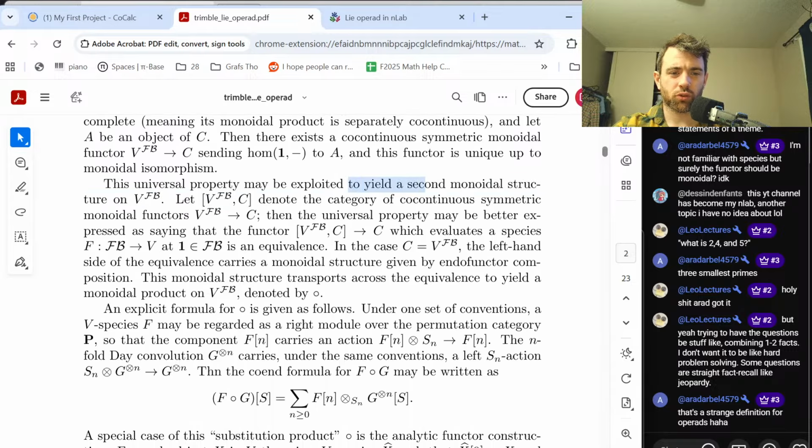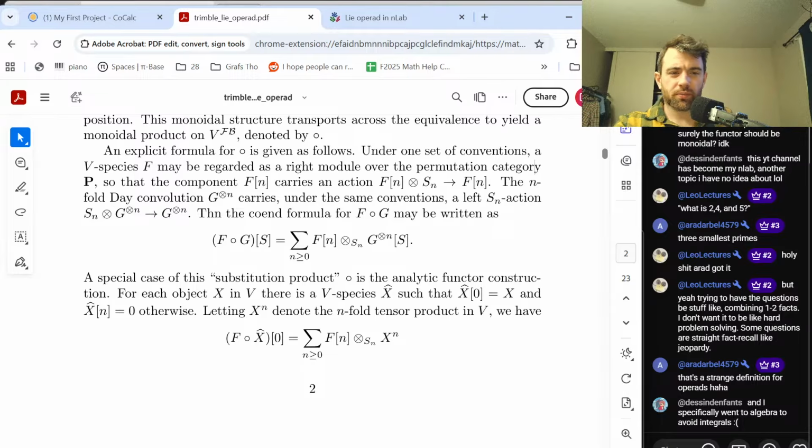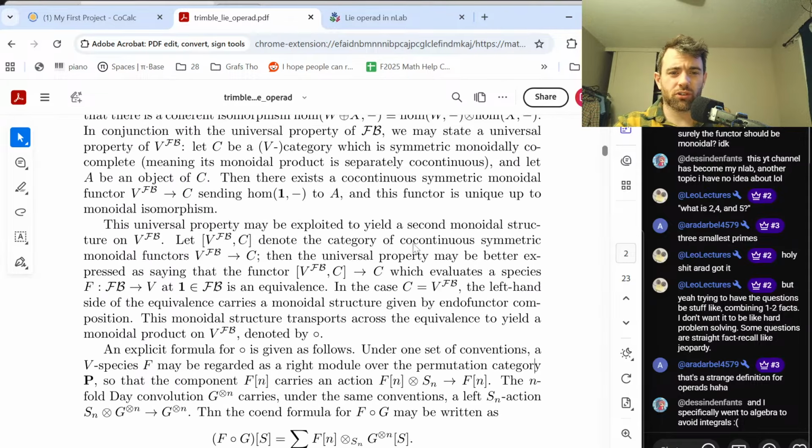Universal property may be exploited to yield a second monoidal structure. Let this be the category of co-continuous symmetric monoidal functors. Then universal property may be better expressed as saying that the functor that evaluates a species at 1 is an equivalence. In this case, the monoidal structure transports across the equivalence to yield a monoidal product on here. But we have an explicit formula anyways. Still not sure what G is supposed to be in this case.